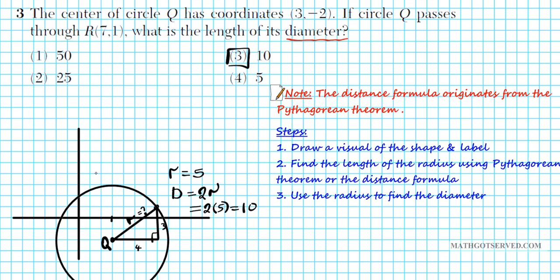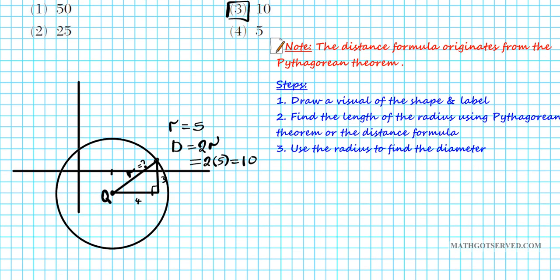Okay? Now, let's assume that you do not know your Pythagorean triples. If you want to find this using the Pythagorean theorem, we call this A, B, and C. The longest side is always C, and A and B are the 2 legs. It does not matter what order you use. So you have A squared plus B squared equals C squared. A is 4 squared plus B is 3 squared equals C squared, which is R squared.